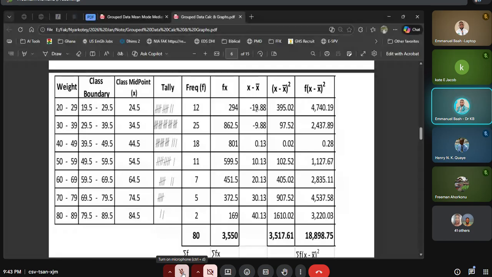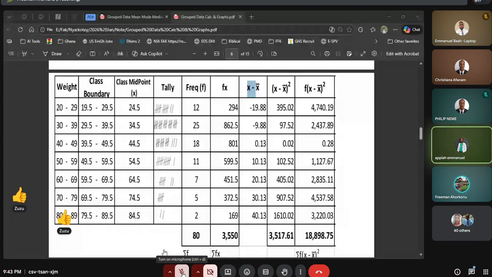Sir, please, for the group 40 to 49, the class midpoint is 44.5. If you subtract the mean, which is 44.38, you're supposed to get 0.12, but you have 0.13 here. Yeah, exactly. From here. You said you got what?